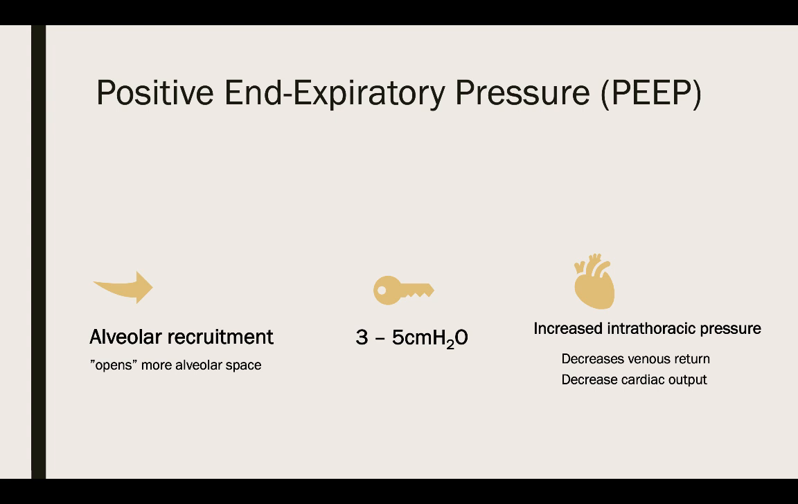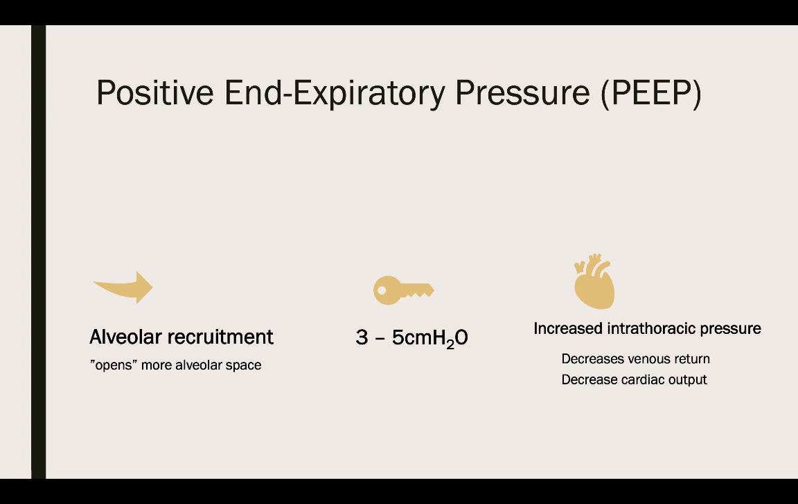We can go 5 to 10 to 15 to 20. I'm not quite sure how high most vents go. I've seen some pretty large PEEP numbers, but we can increase PEEP as needed. Just know that as we increase PEEP, we're going to increase intrathoracic pressure. And if we increase intrathoracic pressure, we're going to decrease venous return. We're going to decrease cardiac output.